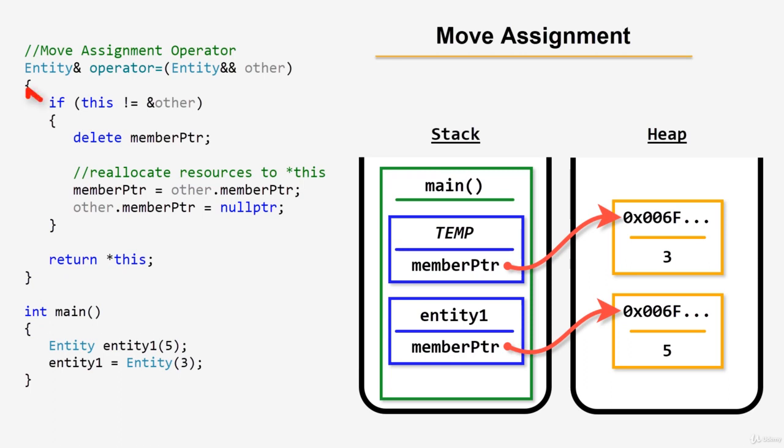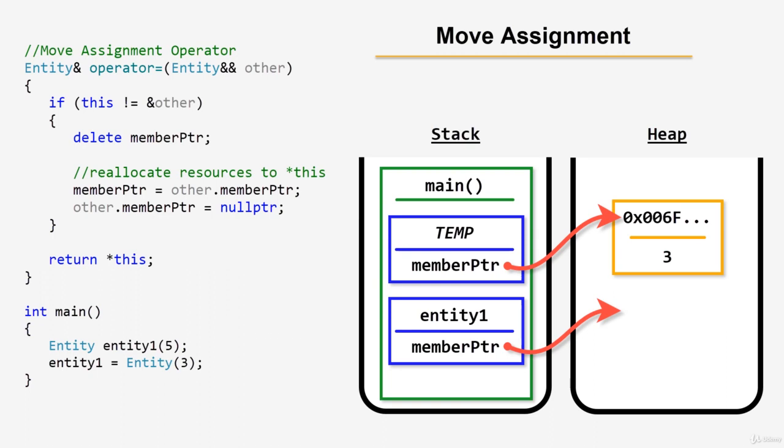Notice the formal parameter is an R value reference. Just like with the copy assignment operator, we want to check for self-assignment. If the two objects are not the same, so if we are not assigning to ourselves, then move into the body of that if statement. Also similar to the copy assignment operator, we want to delete what the member pointer of the calling object is currently pointing at. We don't care about that dynamic variable anymore, so we deallocate it in that statement.